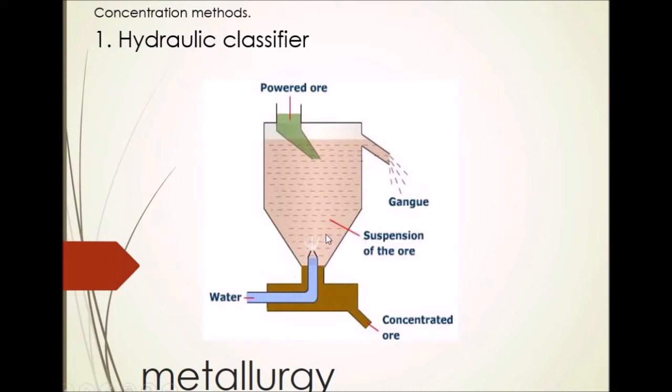whereas ore particles, being heavier, settle down. This method is generally used for concentration of oxide ores like iron ore, chromite ore, tin ore, and native metals like gold, silver, etc. are concentrated by this hydraulic washing.